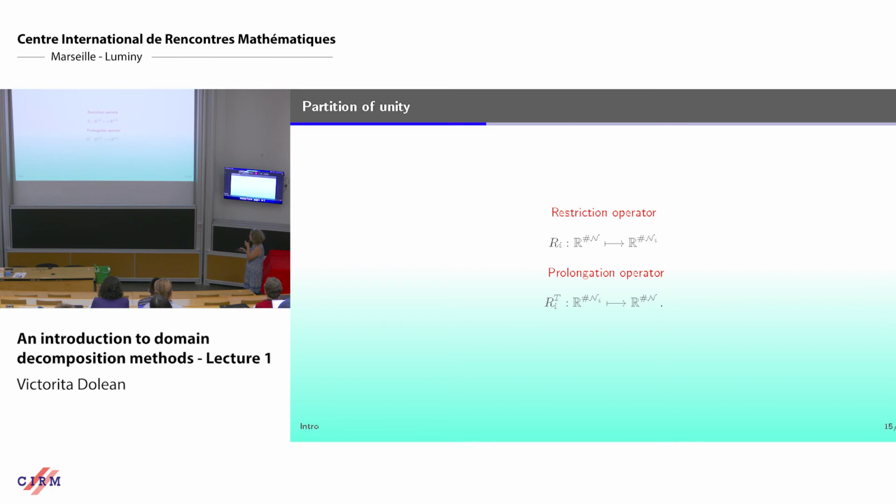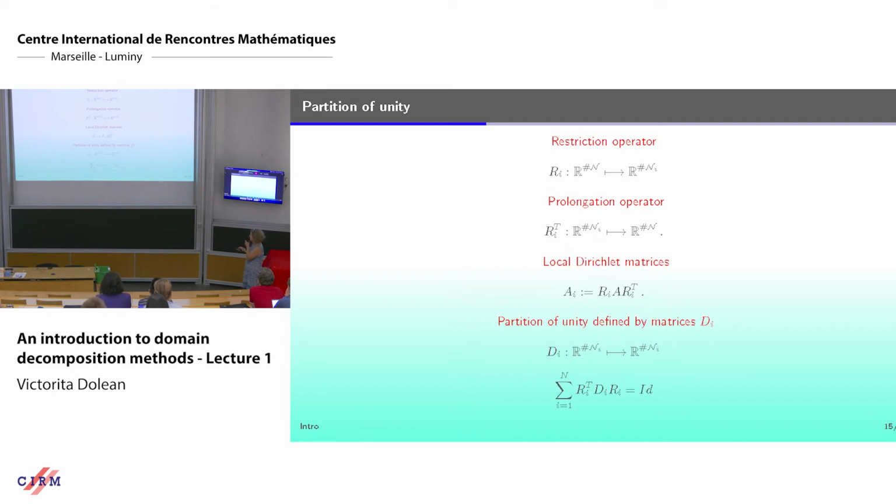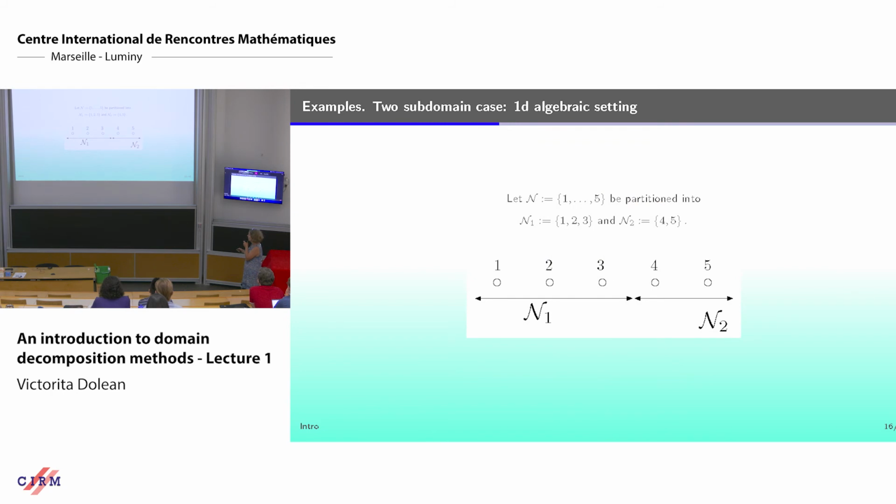So restriction operator, prolongation operator, you have local Dirichlet matrices. So you have A, the global Dirichlet matrix. If you want to get a local matrix, you apply the restriction operator to the matrix, then the extension, right? Partition of unity, I explained. Okay, so now an example.